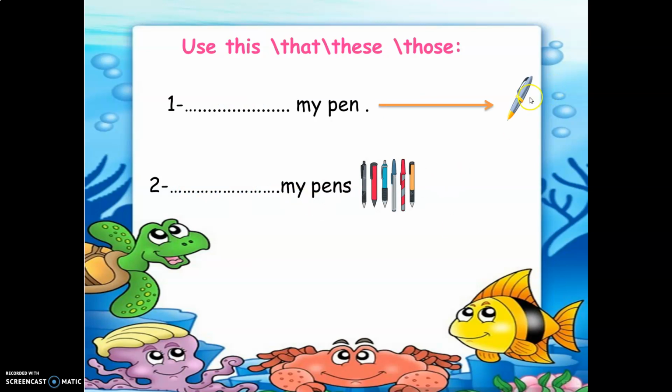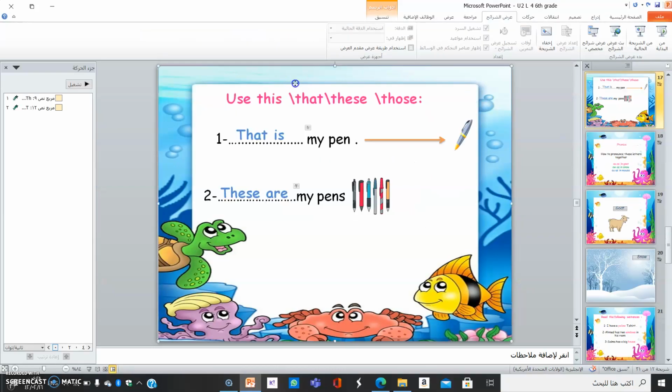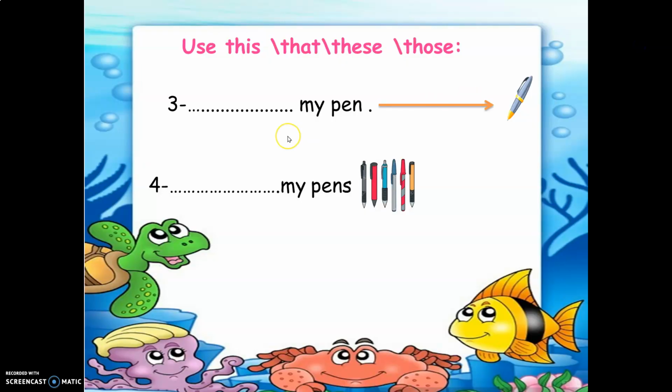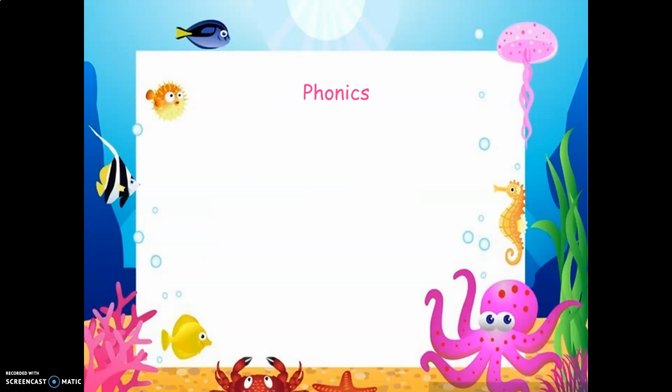Number 3, my pen. Here I have a pen, and this pen is far away from me, so I should use that. That is my pen. Number 4, my pens, and these pens are near to me, so I should use these. These are my pens. Okay, girls?